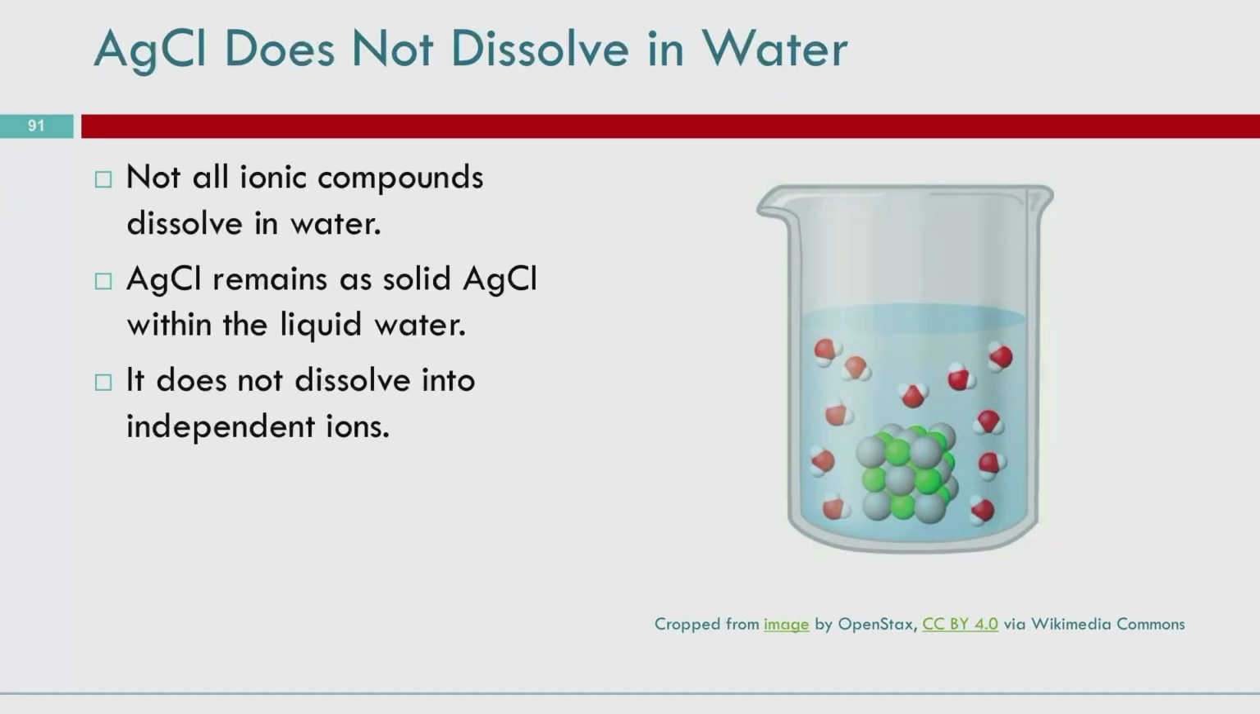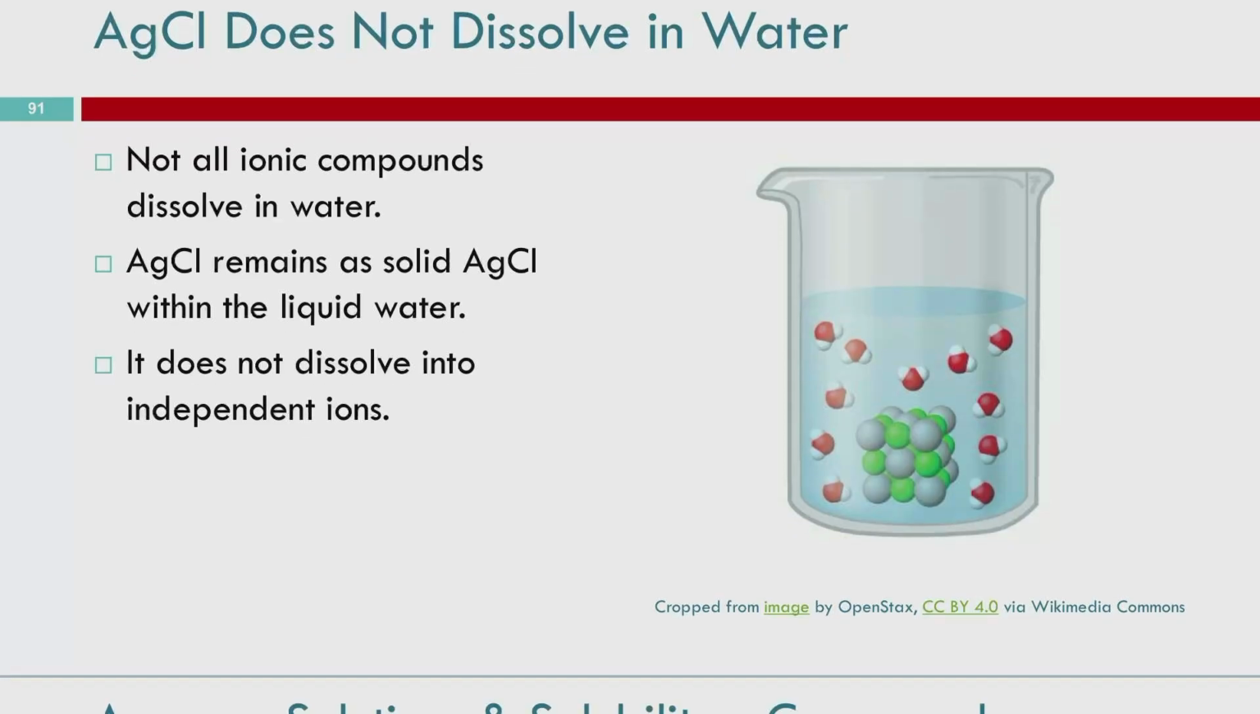However, AgCl does not dissolve in water. So this is an example of what that might look like. AgCl we've got represented here as this little crystal cube, and water all around it, frustratingly trying to pull it apart and not succeeding. So AgCl remains as solid AgCl when it's in liquid water, doesn't dissolve into independent ions.